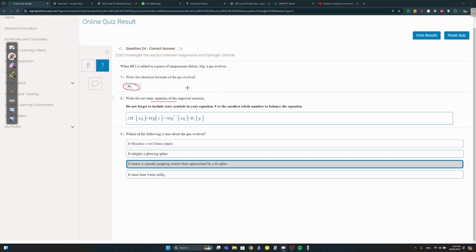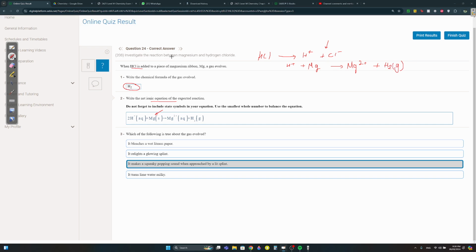What's the net ionic? Okay, my fault. Listen, what actually happens? You guys know HCl dissociates into H plus and Cl minus. Forget the state symbols. So this H plus reacts with the magnesium to form magnesium ions, Mg as an ion now, and hydrogen gas. Just memorize.